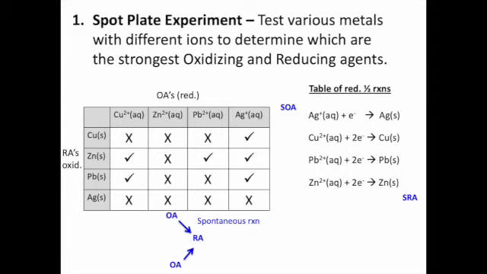Now, whenever the OA is below the RA, you have a non-spontaneous reaction. We can force the reaction to happen, but it won't happen just by contact. Okay? So let's take a look at that one. Zinc 2 with lead metal. Zinc 2 ions and lead metal. The OA is below the RA, non-spontaneous. The reaction will not happen spontaneously. Pb2 and silver metal, non-spontaneous.